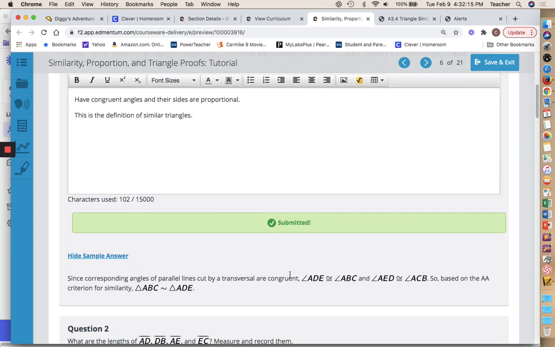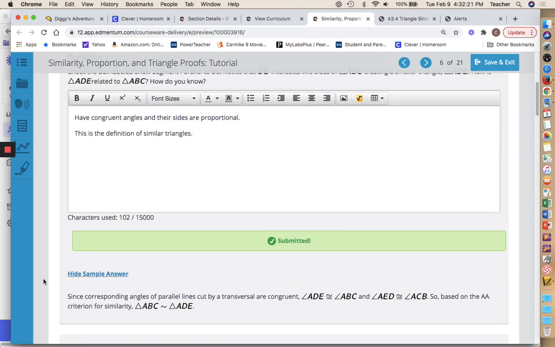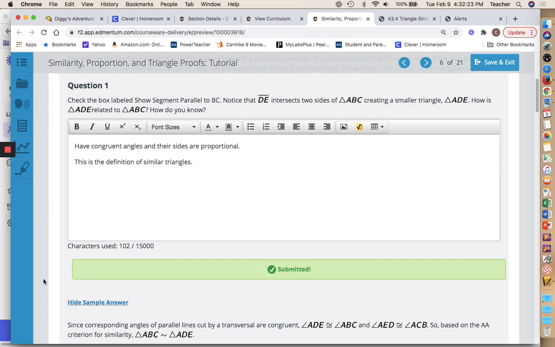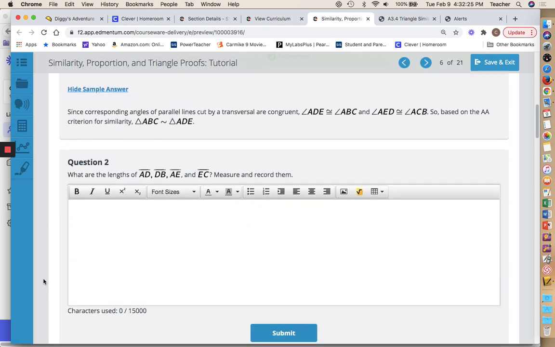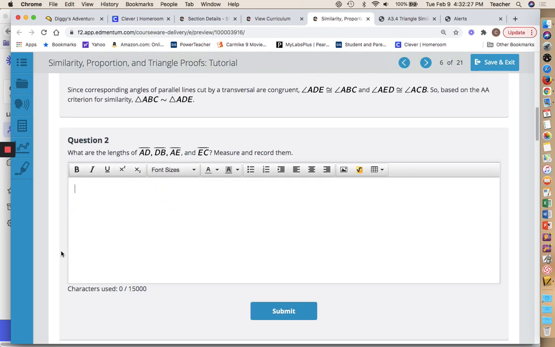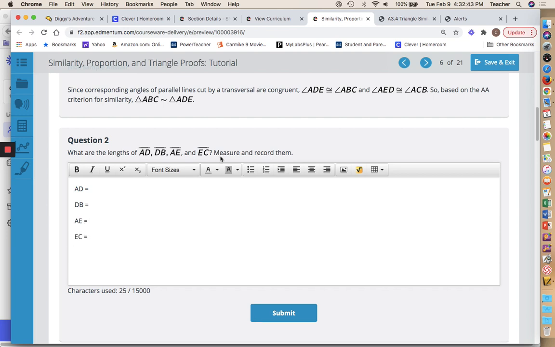The sides going transversal. Yeah, so similar. No, that's not what they asked. All right, I'll go with it. Question number 2. What are the lengths of AD, DB, AE, and EC? Measure and record them. So I got to find AD, DB, AE, and EC. Okay, so AD first.